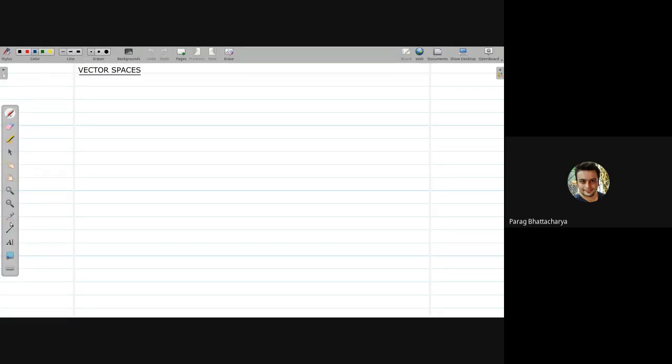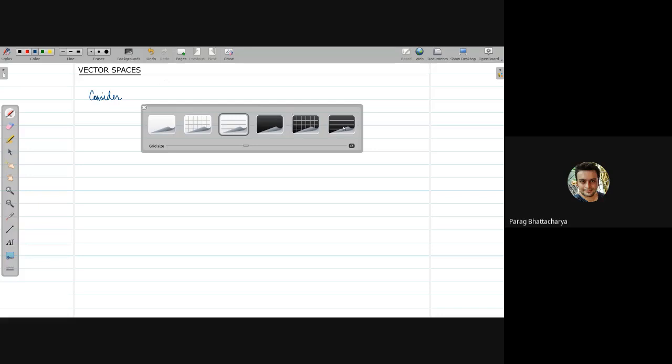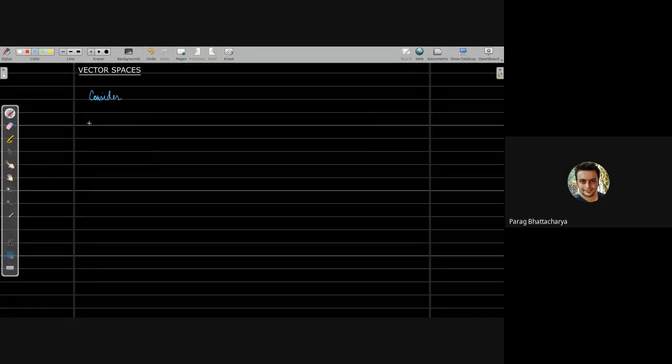So what I want you all to do is to consider these two scenarios. The first scenario is something which is very familiar. Of course, both of the scenarios are familiar. So let's look at this scenario.